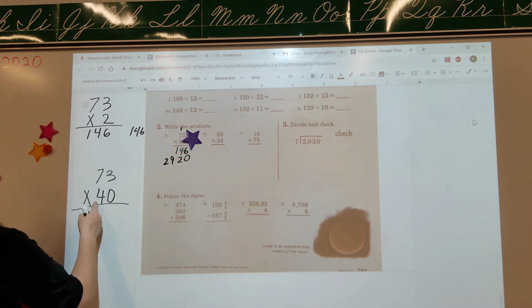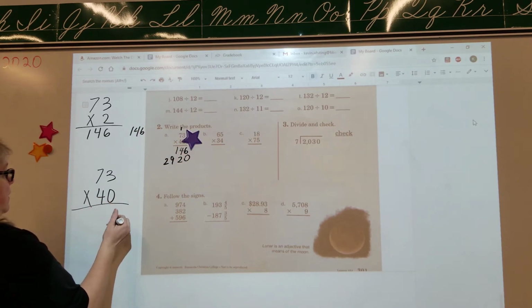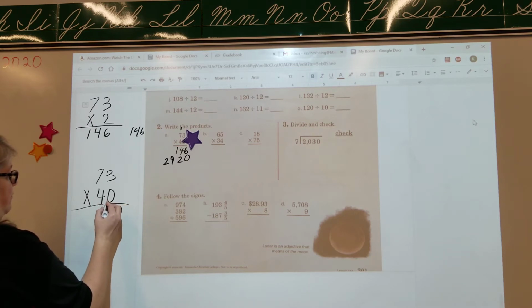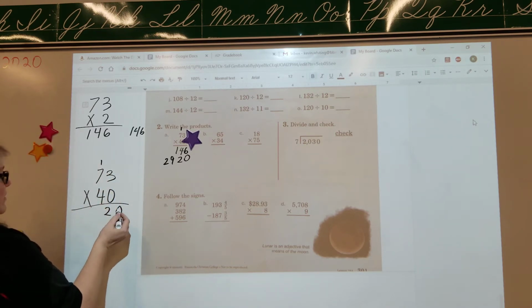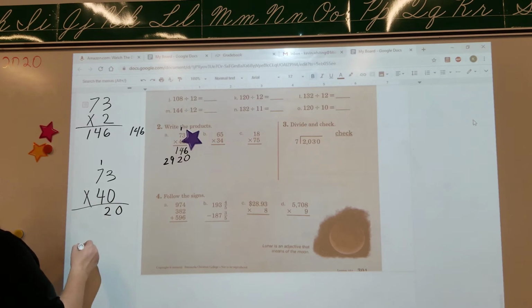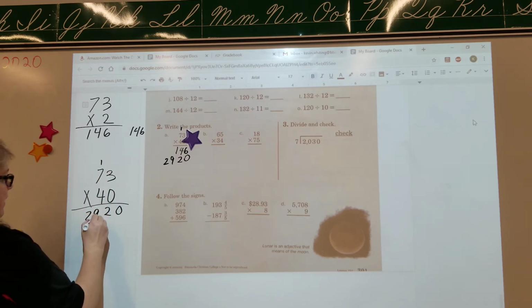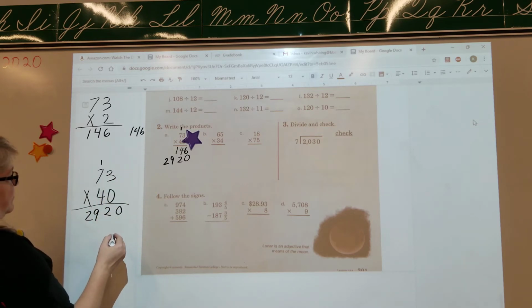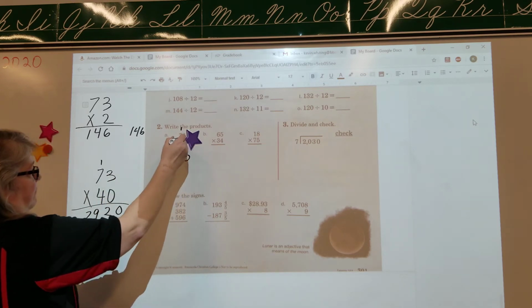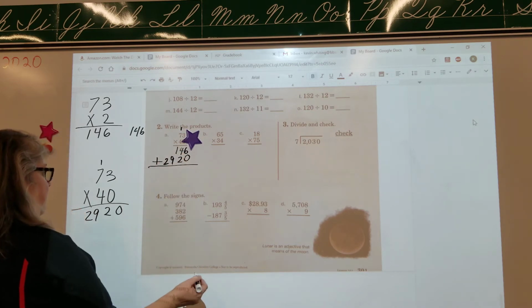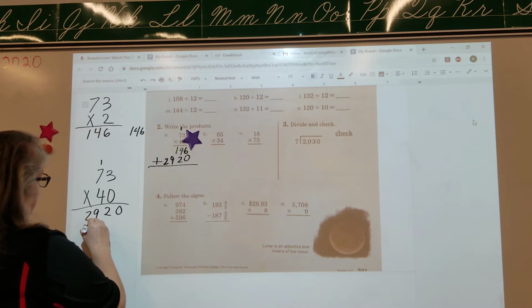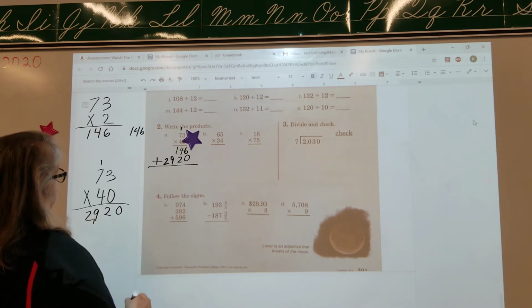Now we're multiplying the tens places times 40. So I'm going to go ahead and put that 0 here because 40 times 3 is 120. But instead of going 120, we're just going to go ahead and put that 0 there. 4 times 7 is 28, plus 1 is 29. And these are called partial products because it's not our total answer. So we have factor, factor, partial product. Now we're going to add them together to get our final product. Look right here, 2,920.